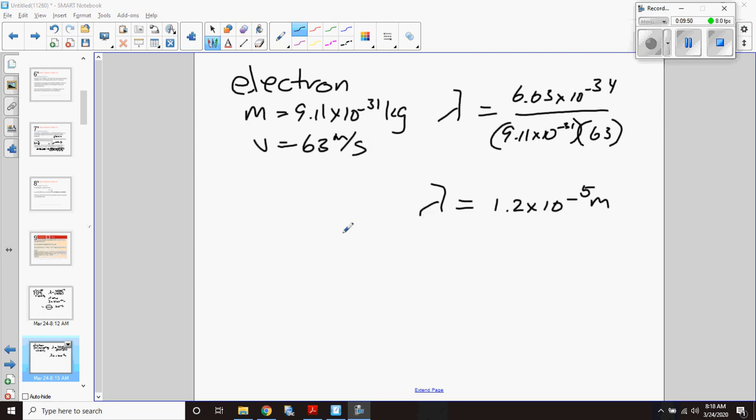So when we do the calculation now, we end up with a much more realistic wavelength, 1.2 times 10 to the negative 5 meters. So the cool thing about this is if you can make an electron act like a wave, then you can make the electron do things that light normally does, like make microscopes out of it.